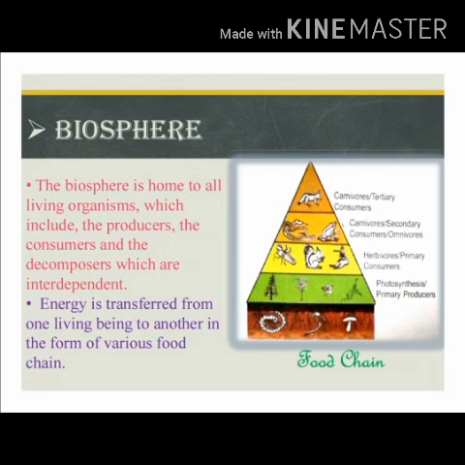You can see the diagram of the food chain. Here, the organisms that carry out photosynthesis are known as primary producers. On the second layer, it shows the herbivores, that is the primary consumers. Now, on the next layer, it shows the carnivores, secondary consumers or omnivores. In the topmost layer, it shows the tertiary consumers, that is carnivores.